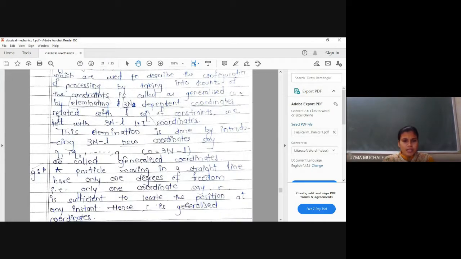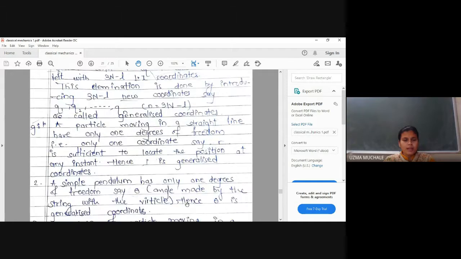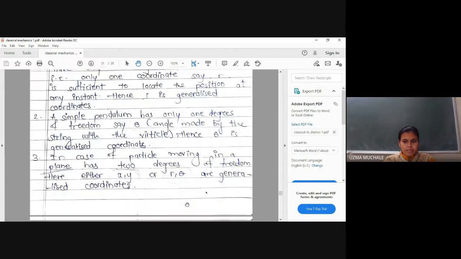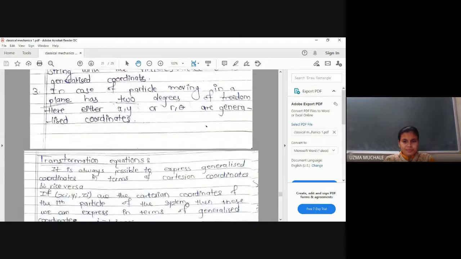Here we have seen, if you have 100 particles in space, every particle will have 3 coordinates x, y, z. So that is 3n coordinates, but they are related by L equations. If we say that the distance between them is constant, or something else, that means they are related by L equations. So we can say 3n minus L will be the linearly independent coordinates. These are the examples we can consider.